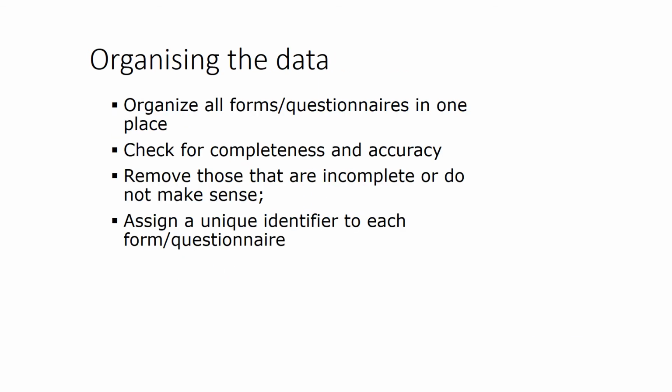Organizing the data: organize all forms, questionnaires in one place. Check for completeness and accuracy. Remove those that are incomplete or do not make any sense. And assign a unique identifier to each form or questionnaire. It's very important because then you can go back to see if there are any abnormal differences or standard deviations which differ from the norm, and if there are, then you can trace it back to that one questionnaire to see the data from that respondent.